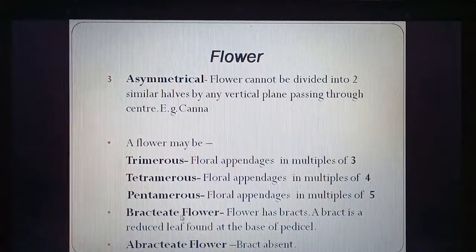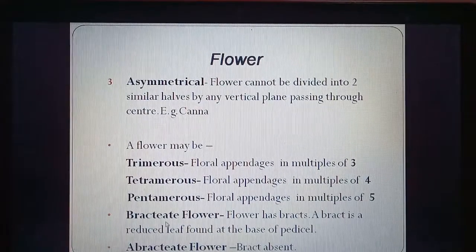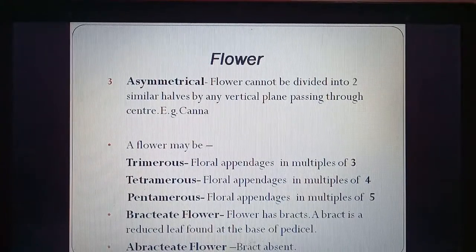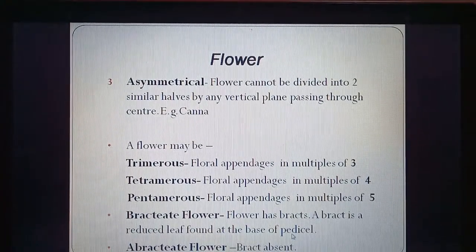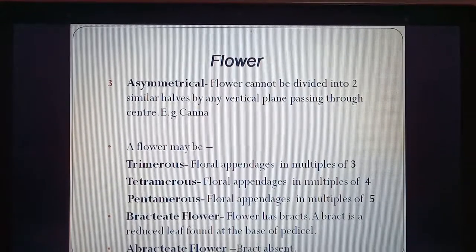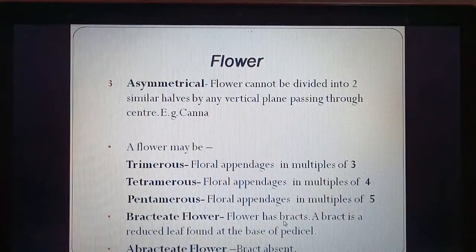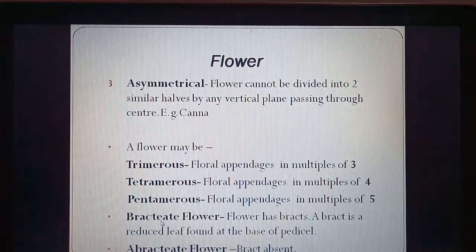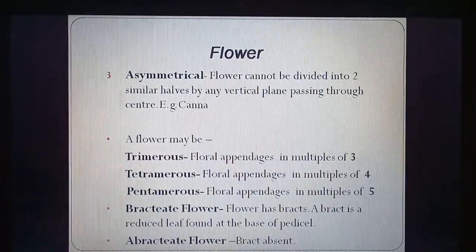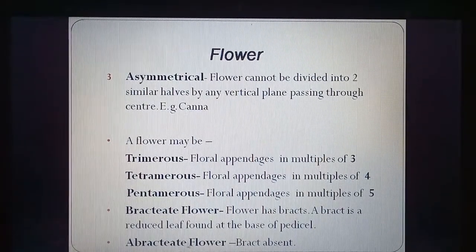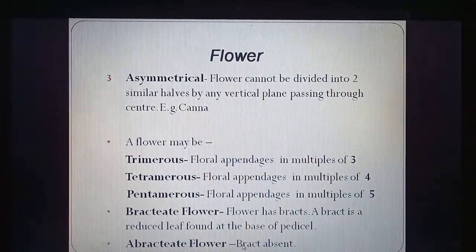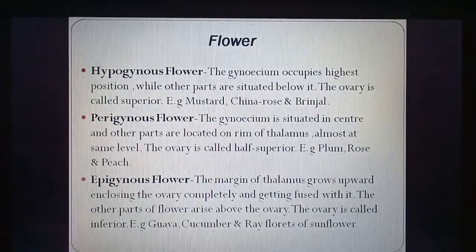Now there is one more term, it is called bract. So a bract is a reduced leaf. It is a small leaf found at the base of pedicel or the stalk of flower. So there is a small leaf found in some flowers. The flowers which have bracts, they are called bracteate. So the flowers in which a small leaf is found at the base, it is called bracteate, and the flowers which do not have a bract, they are called abracteate, in which bract is absent.